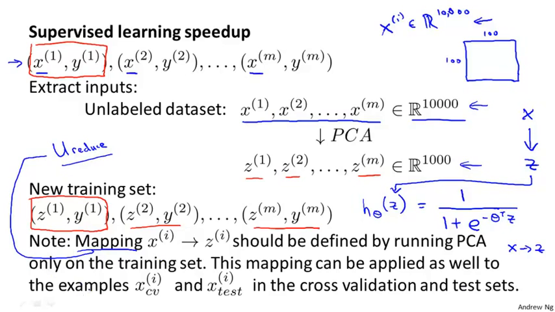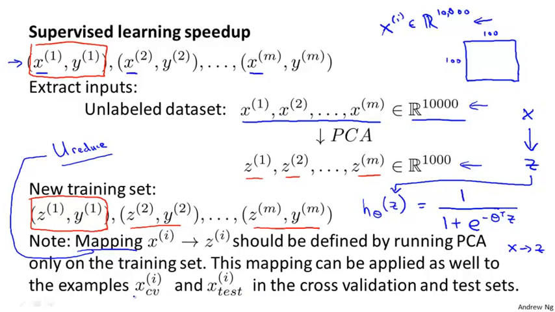So U reduce and so on should be obtained by running PCA only on your training set. Having found U reduce, and the parameters for feature scaling, the mean normalization and the scale that you divide the features by to get them onto comparable scales, having found all those parameters on the training set, you can then apply the same mapping to other examples that may be in your cross-validation set or in your test set.